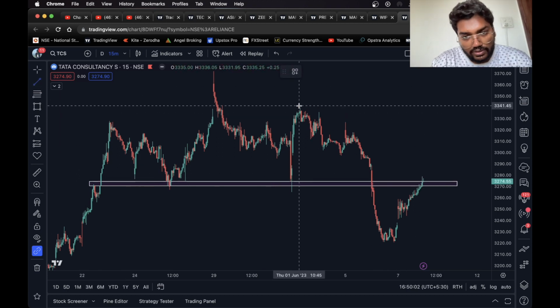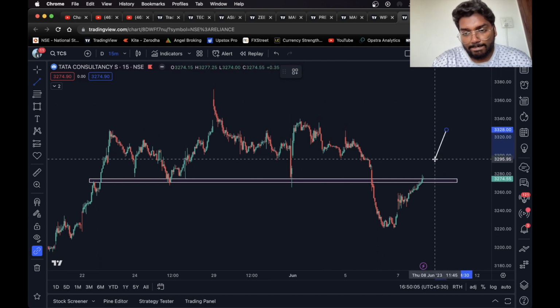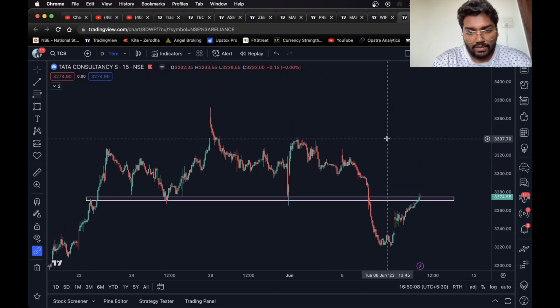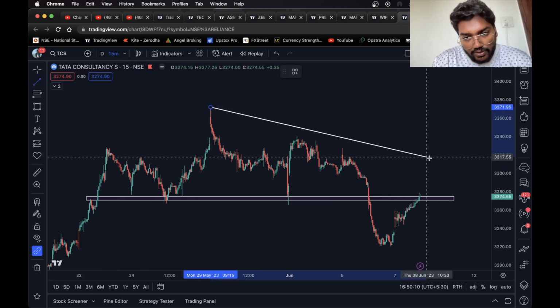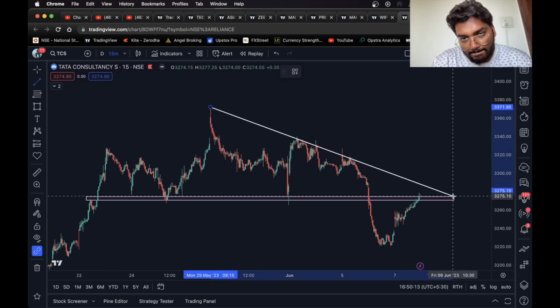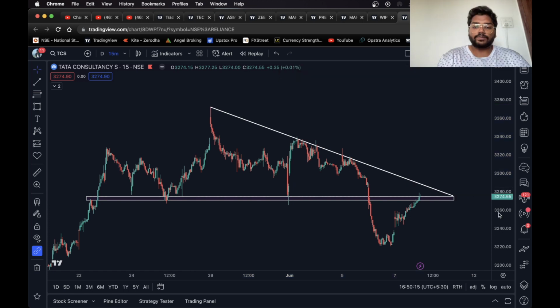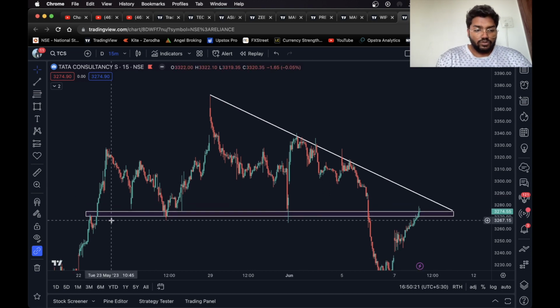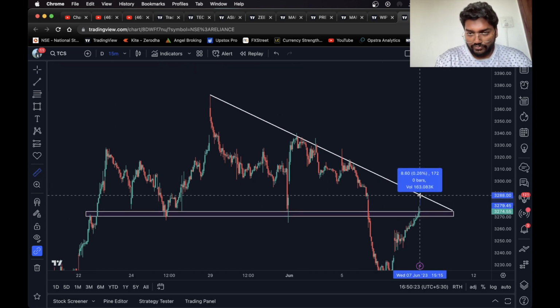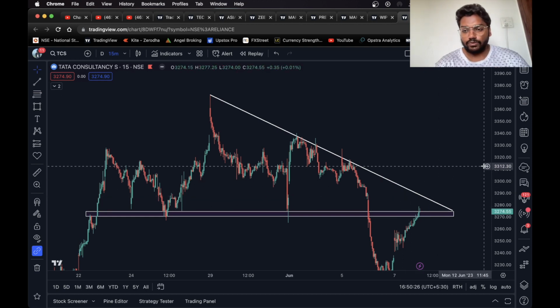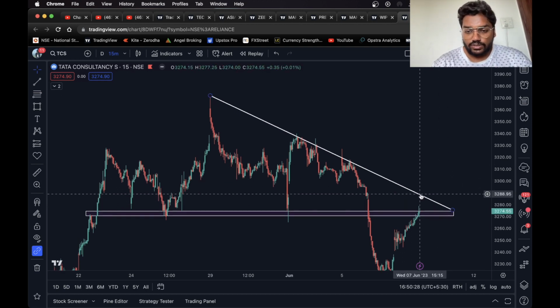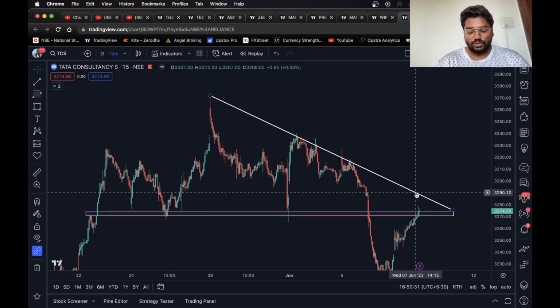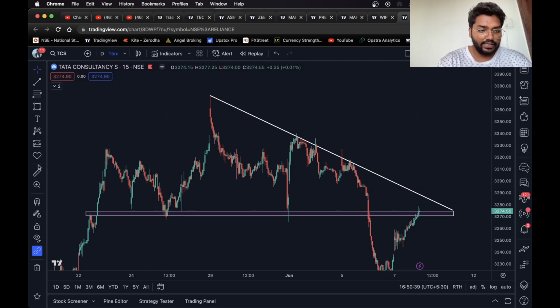I'll just check for a trend line. Okay, perfect. So I'll just see what the difference is. Okay, 0.2%, that will be covered in the gap only if it opens gap up. So once the stock breaks the trend line and sustains above this level, a long entry can be taken.